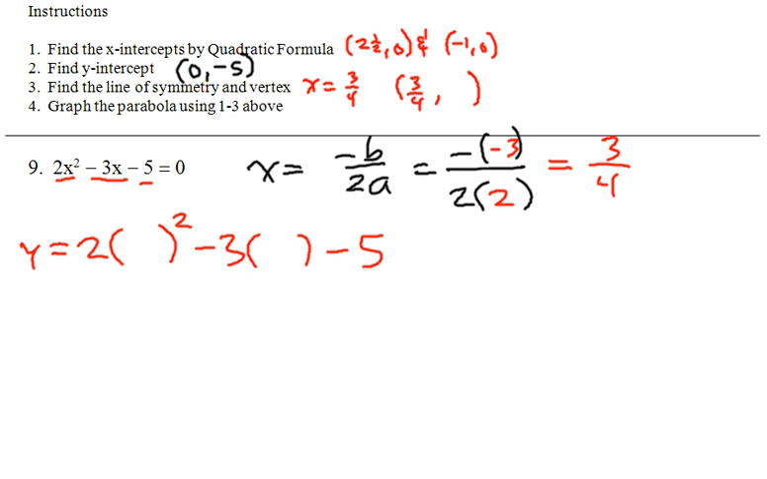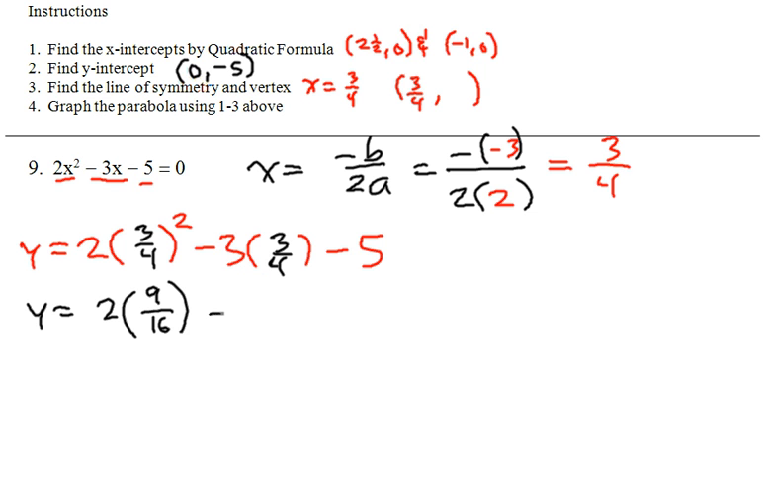And we're going to plug in an x value of 3/4 because that was our line of symmetry, and the vertex always lies on the line of symmetry. That is 4. And then computing farther, we have y equals 2 times 3 squared is 9, 4 squared is 16, so there's that.